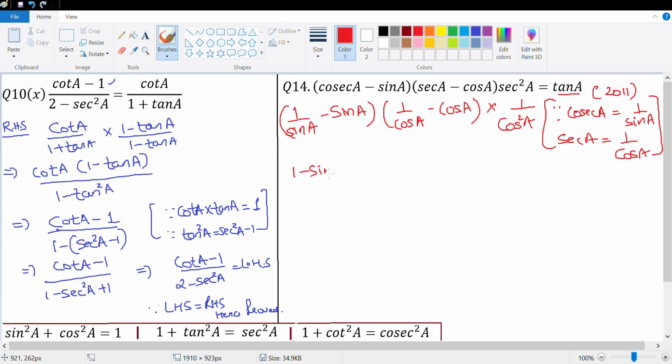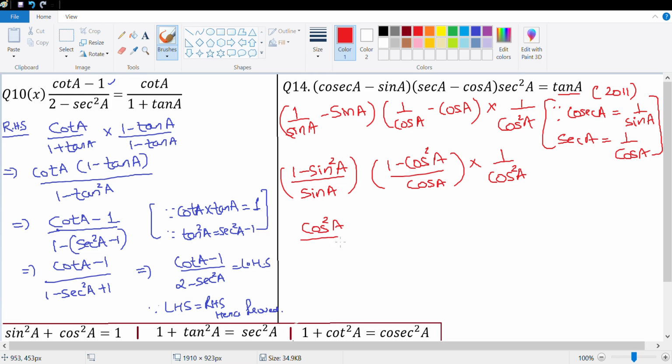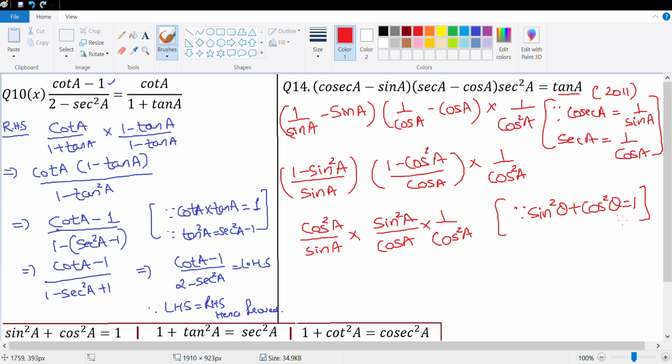So this will be 1 minus sine square A upon sine A, that's my first bracket. This would become 1 minus cos square A upon cos A, that's the second bracket, and this is 1 upon cos square A. 1 minus sine square A is nothing but cos square A upon sine A, multiplied with 1 minus cos square A, which is nothing but sine square A upon cos A into 1 upon cos square A. The reason would be since sine square theta plus cos square theta is equal to 1.